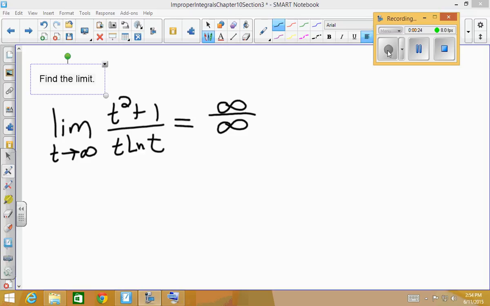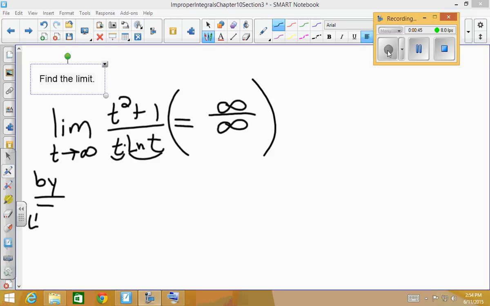Notice, as t gets larger, t squared is going to get larger. So t squared goes to infinity, and plus 1 doesn't change that. In the denominator, both t and the natural log of t grow without bound as t gets larger. So again, we get infinity over infinity, which is an indeterminate form. So we may try to apply L'Hopital's rule.